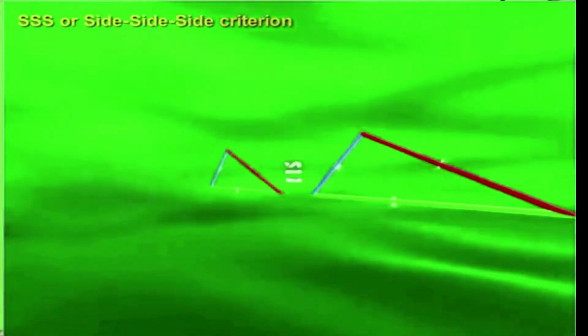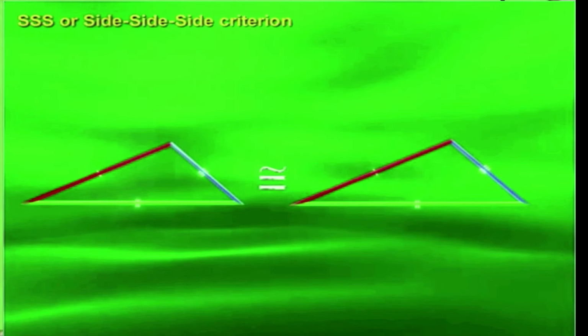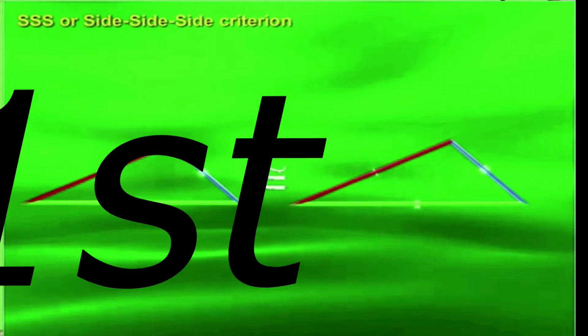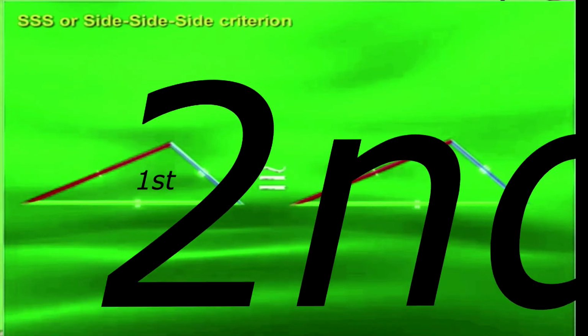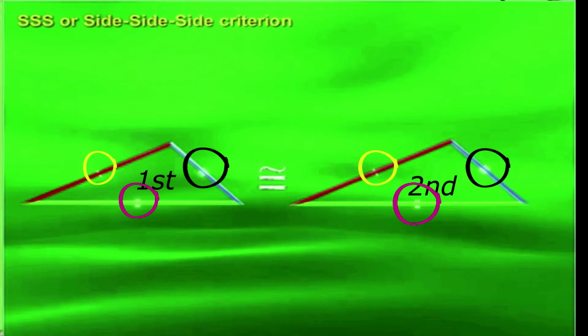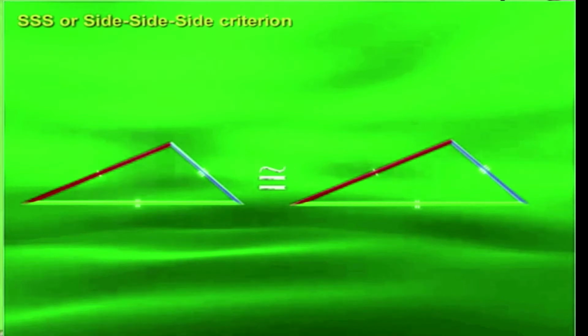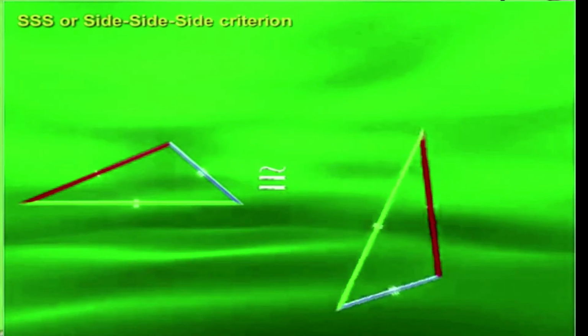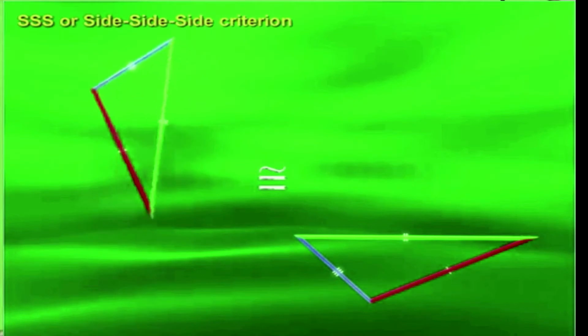Let's have the first criteria for the two triangles to be congruent. We have SSS or side-side-side. For this criteria, if the 3 sides of the first triangle are equal to the corresponding sides of the other triangle, then the two triangles are congruent even if they have different position or different rotation. As long as the 3 sides of the first triangle are equal to the 3 sides of the other triangle, then they are congruent.